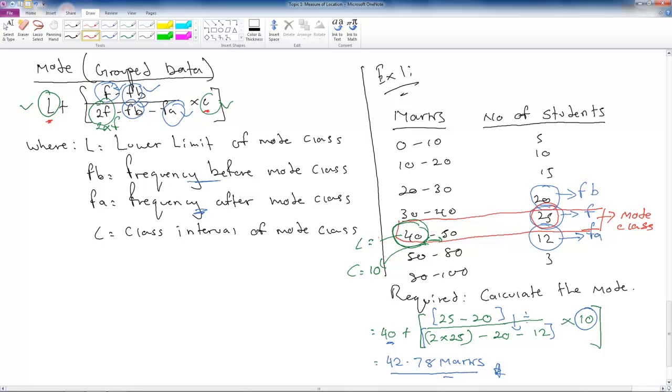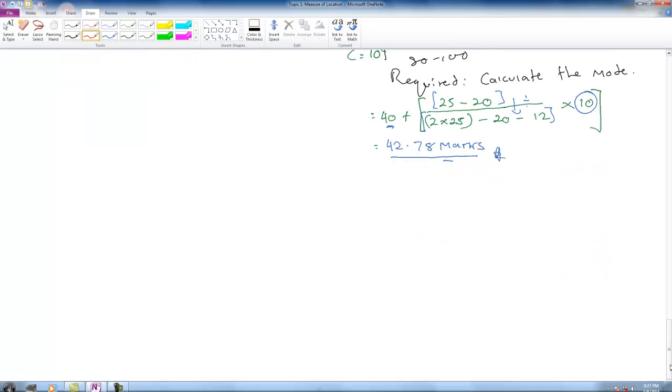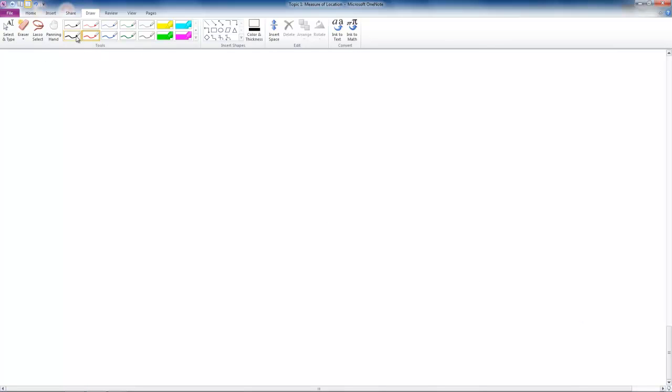So basically this is about the calculation of grouped data. It should be easy for you guys, shouldn't be so difficult, hope so. So let's move on to the next part, which is the median for ungrouped data.